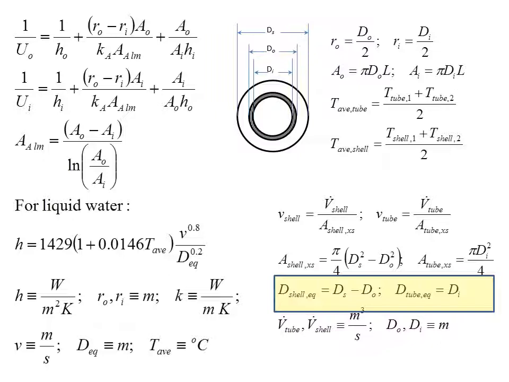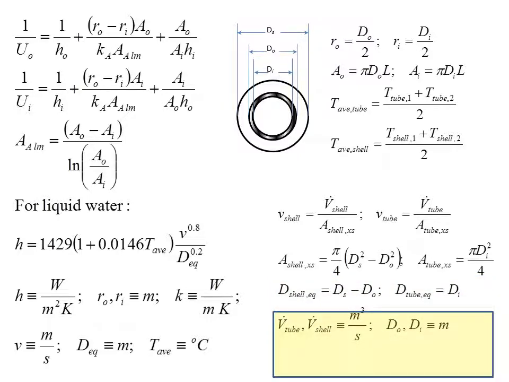Our equivalent shell diameter is the inside diameter of the shell, D sub S, minus D sub 0, which is the outside diameter of the tube. And the equivalent diameter of the tube is just D sub I. Units for the volumetric flow rate of tube and shell fluid must be in cubic meters per second, and the diameters all must be in meters.